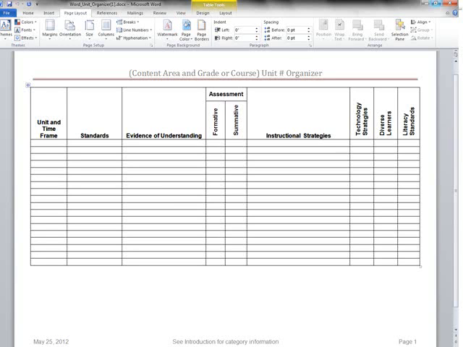Here is the template for the unit organizer. It can be found in an Excel spreadsheet or a Word file. The unit organizer addresses the following components: standards and model curriculum, evidence of understanding, assessment practices, time frame, instructional strategies, technology strategies, strategies for diverse learners, literacy standards, and other considerations. This provides a framework from which lesson plans are developed. The information in the unit organizer should be meaningful documentation for designing instruction.